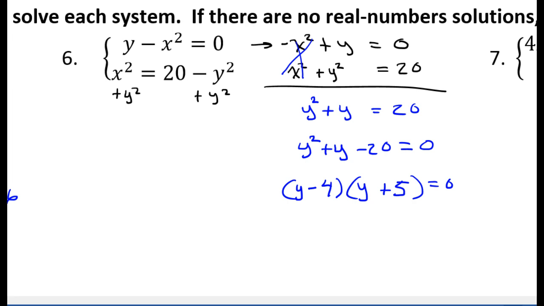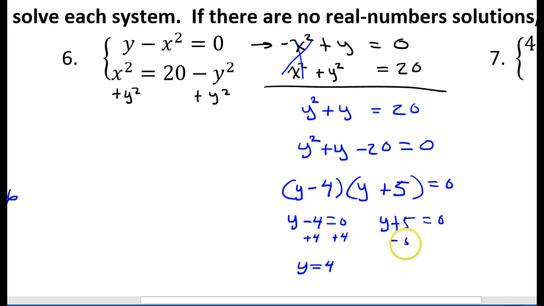So, I can find the solutions by setting these little factors equal to 0. So, setting y minus 4 equal to 0, and y plus 5 equal to 0. Obviously here I'm going to add 4 to both sides. I get y equals 4. And subtracting 5 from both sides, I get y equals negative 5.